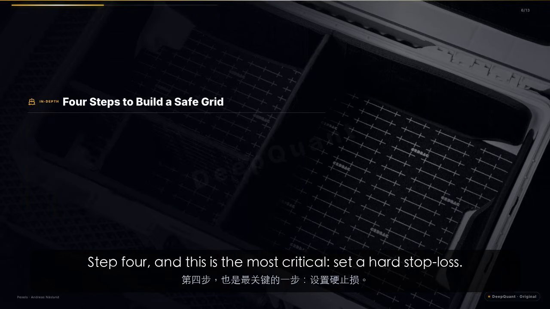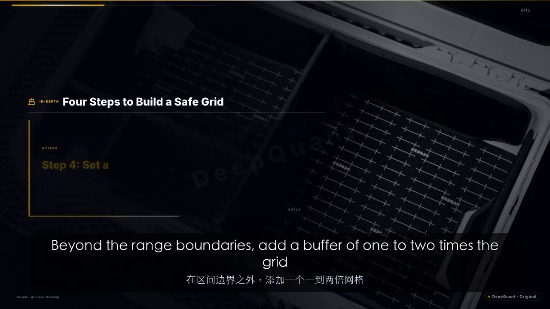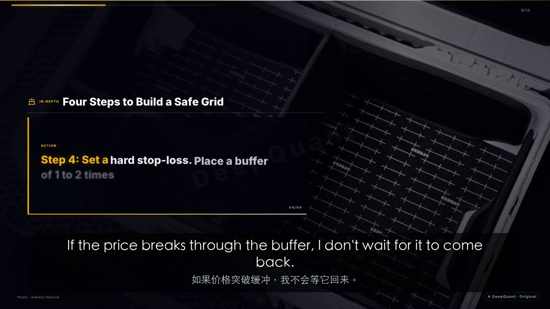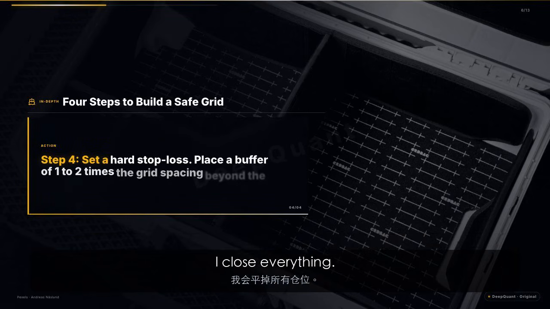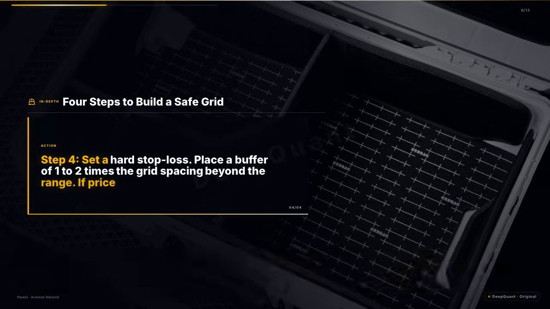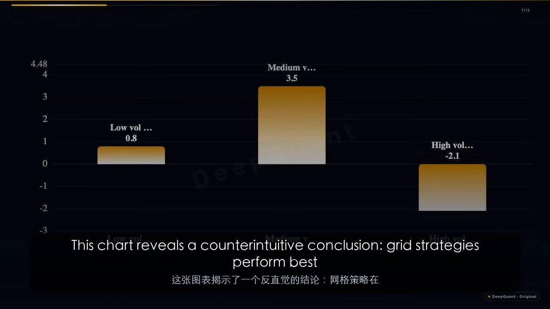Step 4, and this is the most critical, set a hard stop loss. Beyond the range boundaries, add a buffer of 1 to 2 times the grid spacing. If the price breaks through the buffer, I don't wait for it to come back. I close everything. Then I switch roles from a grid trader to a trend observer, evaluating whether to open a trend trade. This chart reveals a counterintuitive conclusion.